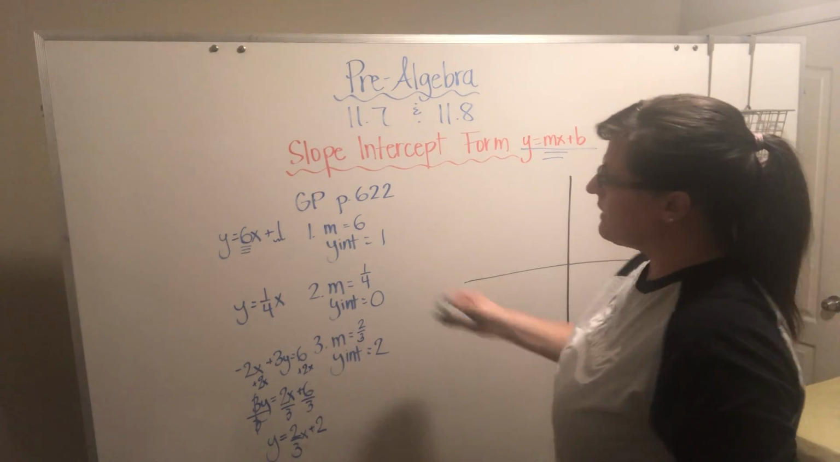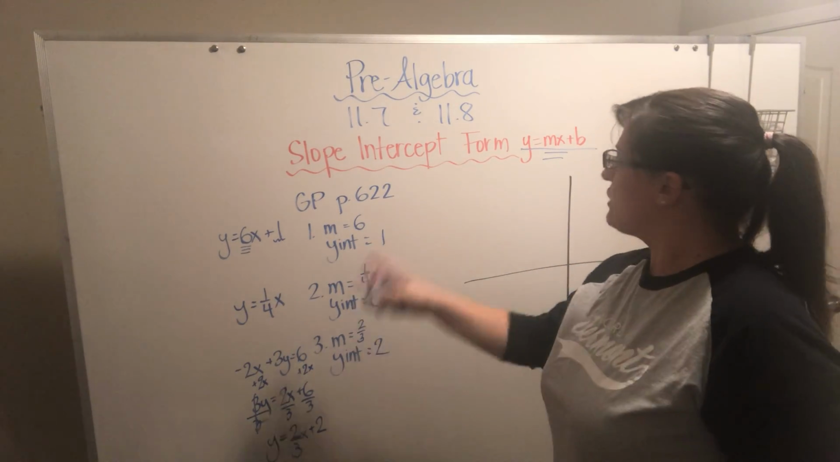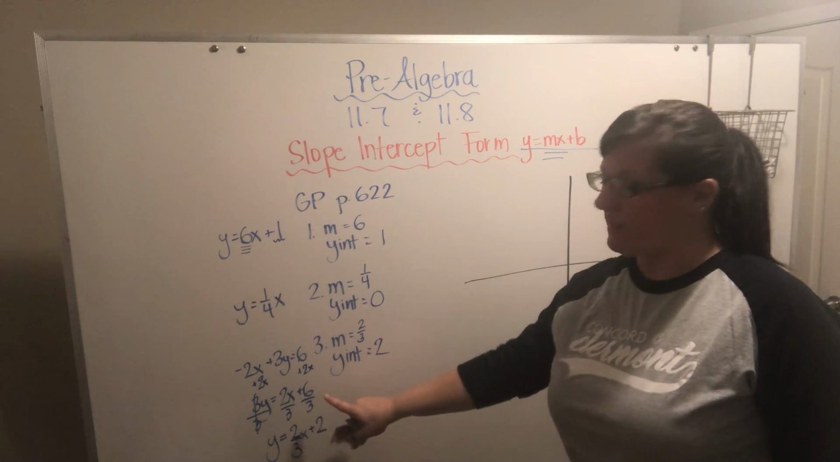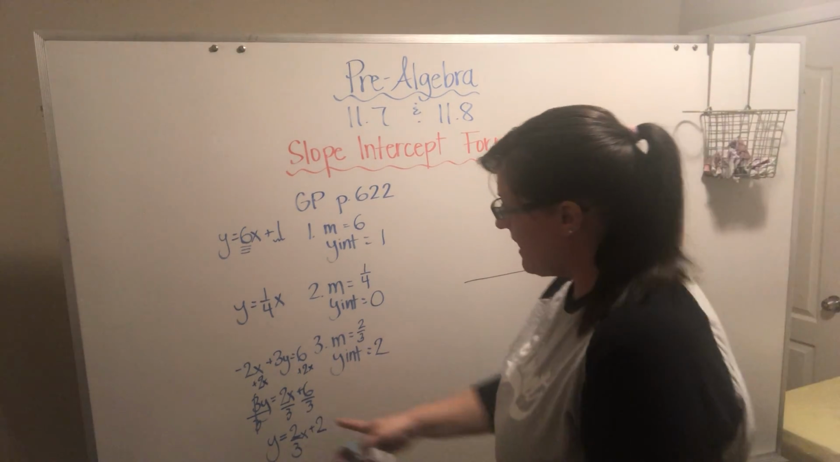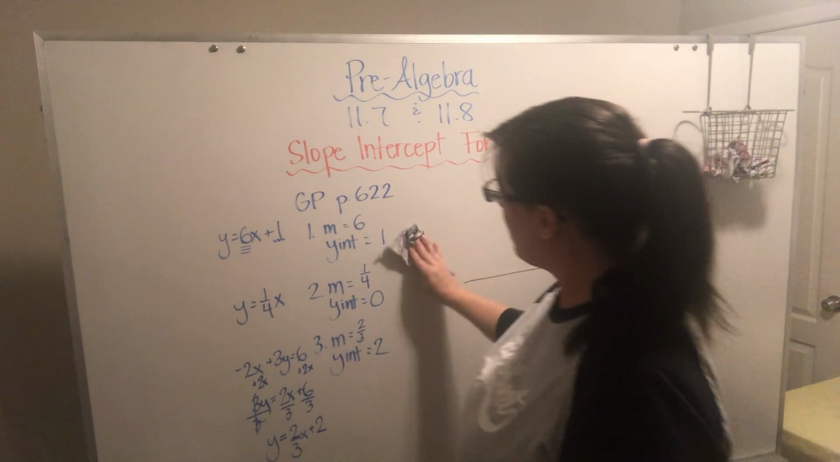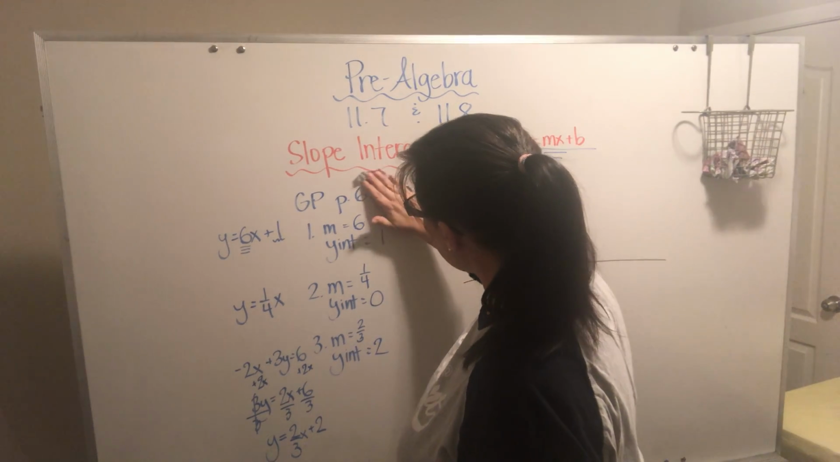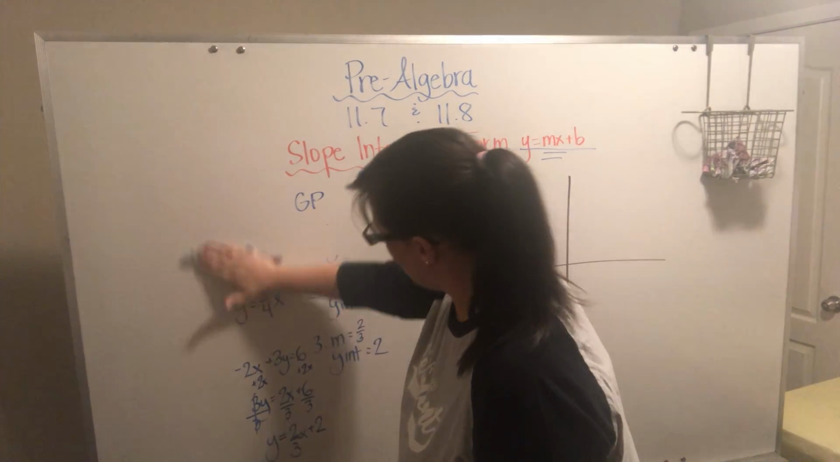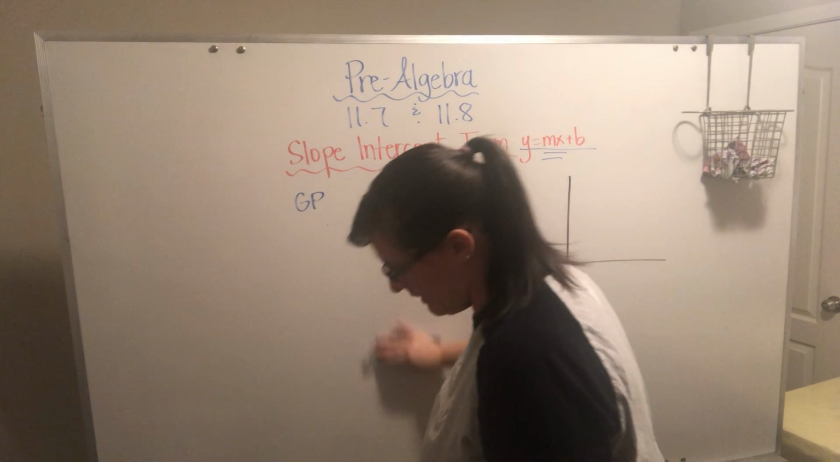Pretty straightforward. When they give you an equation, make sure you have it in slope-intercept form. If it isn't, you rearrange it. And again, put the x before the y-intercept. All right, so let's take a look at the next part.